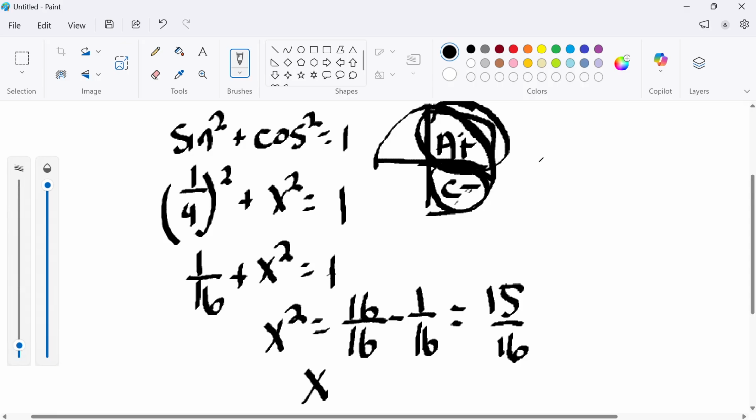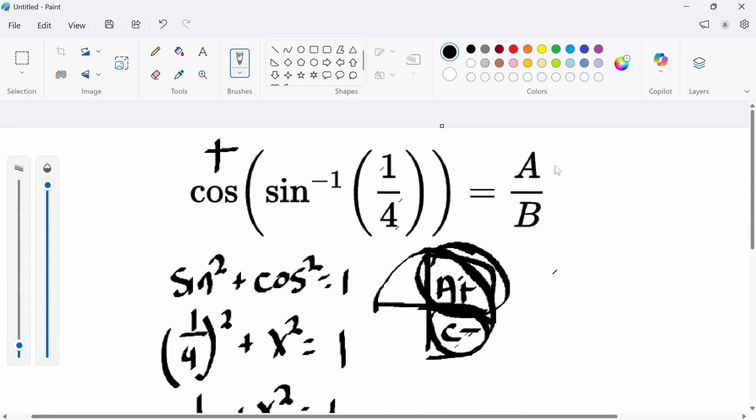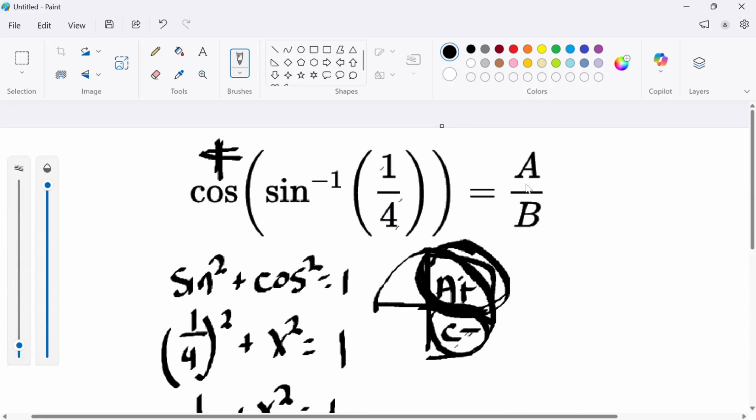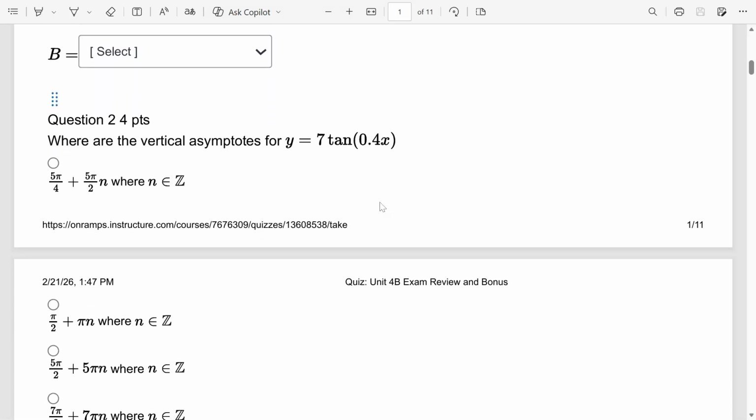And then I take the square root. Now, technically it's plus or minus, but again, I know that because I'm in this quadrant, the sine was 1/4, that cosine there is positive. So I really don't have to worry about this. It's going to be the square root of 15 over 16, which is the square root of 15. Oh man, I didn't put a 1 there. Square root of 15 divided by square root of 16, which is 4. So square root of 15 over 4. So a is square root of 15, b is 4. So there's that one. Let me look for question 2.